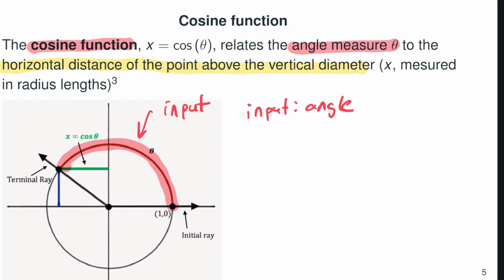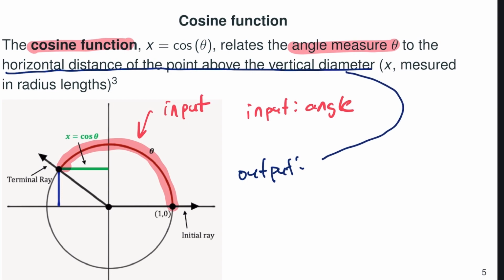So in this picture, we have this angle right here. Well, what is this distance measured in radius length? That essentially is the cosine value. So let me write that. Output is essentially the horizontal distance from the vertical diameter, measured in radius length.